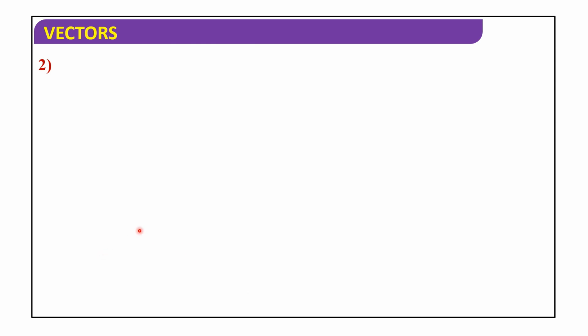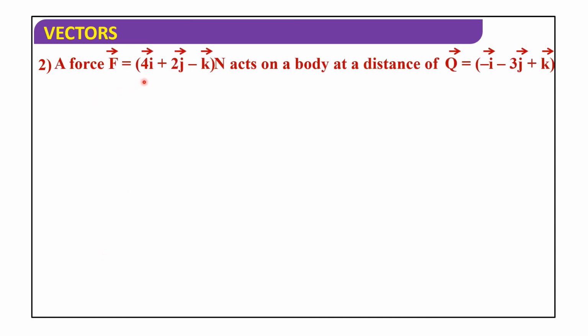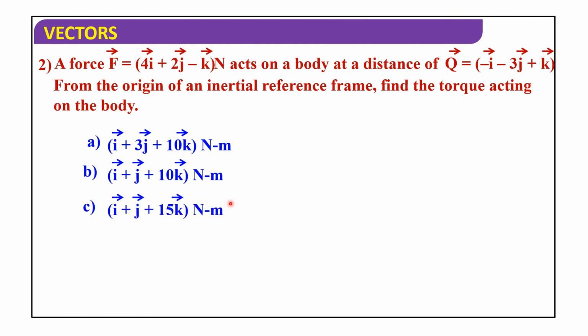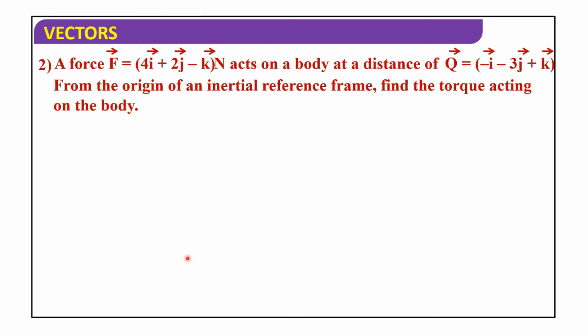Next, a force F bar is equal to 4 i bar plus 2 j bar minus k bar newtons acts on a body at a distance of r bar is equal to minus i bar minus 3 j bar plus k bar from the origin of an inertial reference frame. Find the torque acting on the body. The options are given here and we have to calculate the torque. Let us discuss the solution.